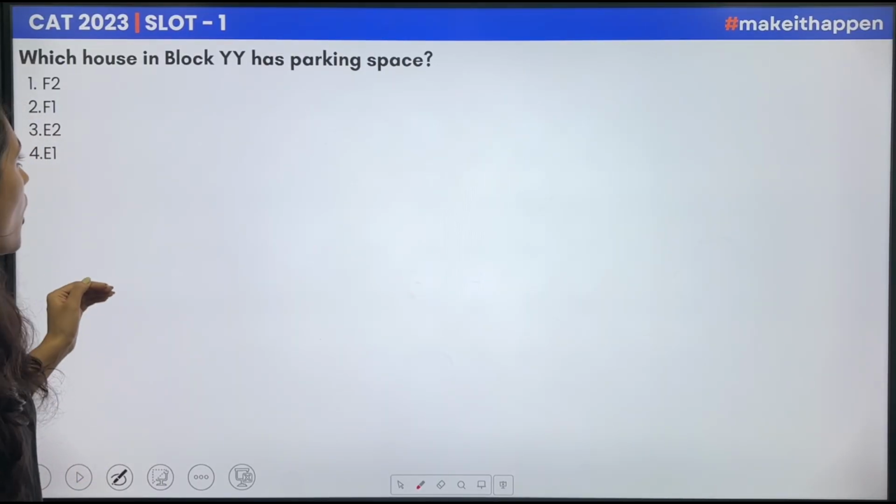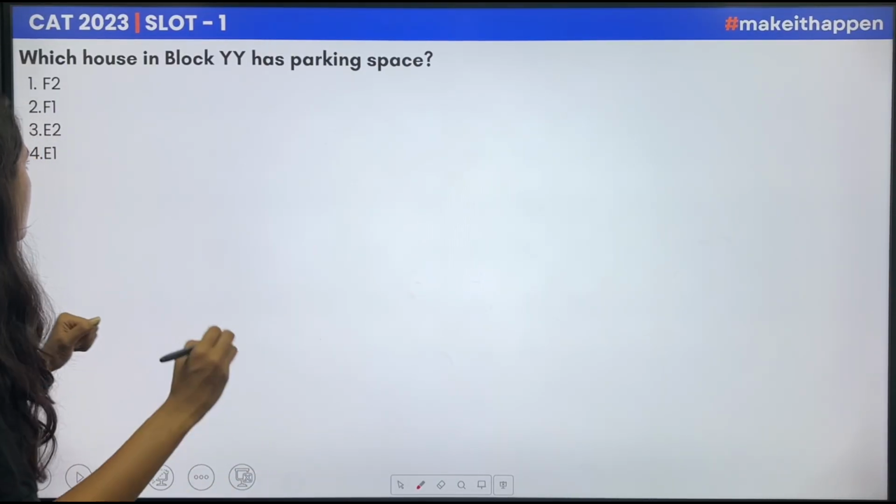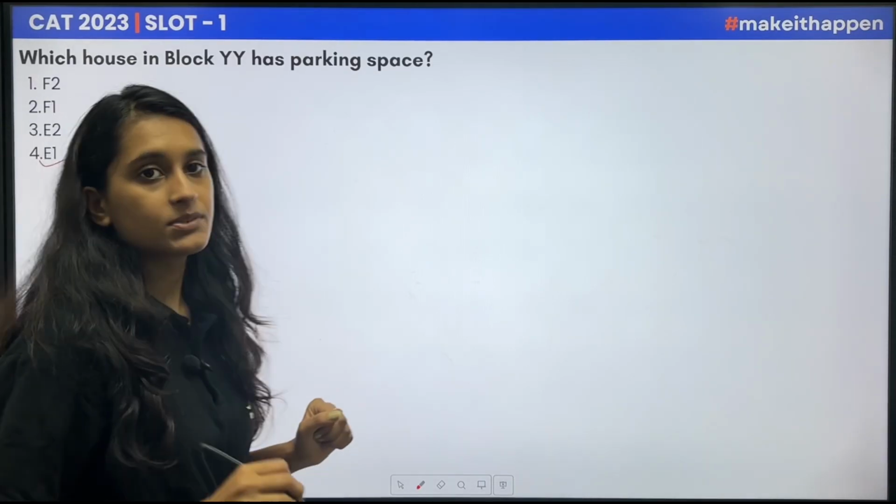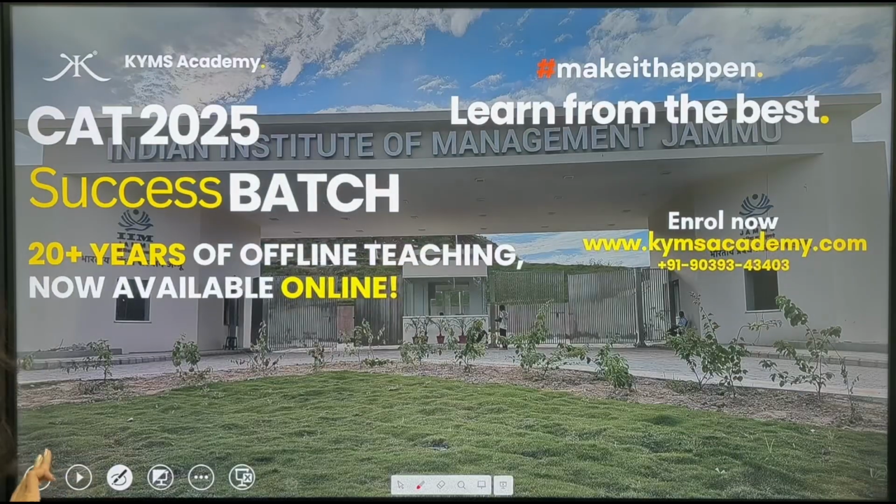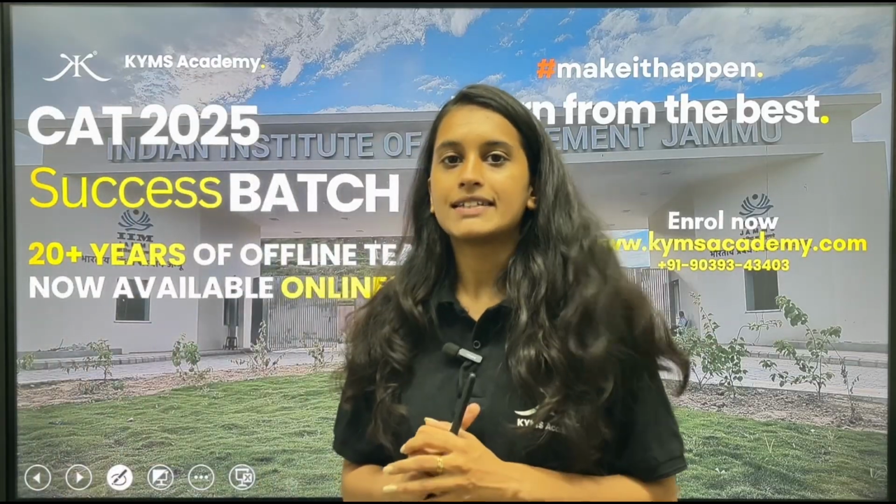Which house in block YY has parking space? So, we have seen that E1 has parking space. Okay. So the set is completed.